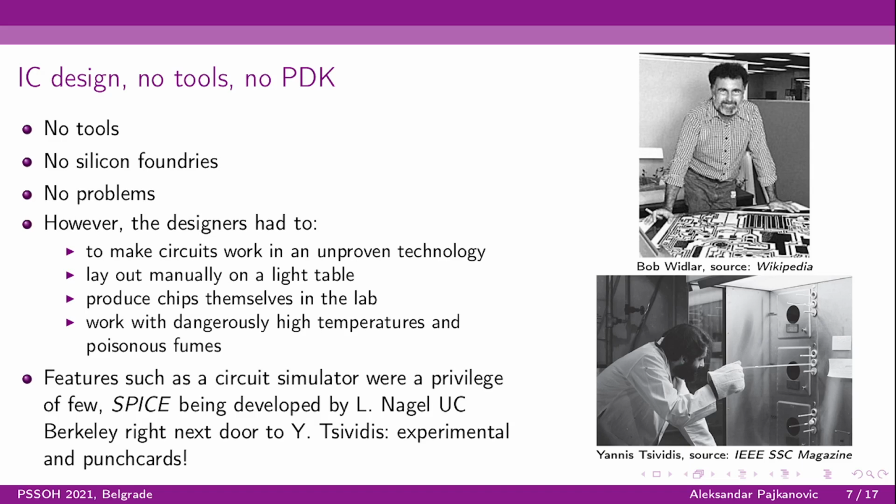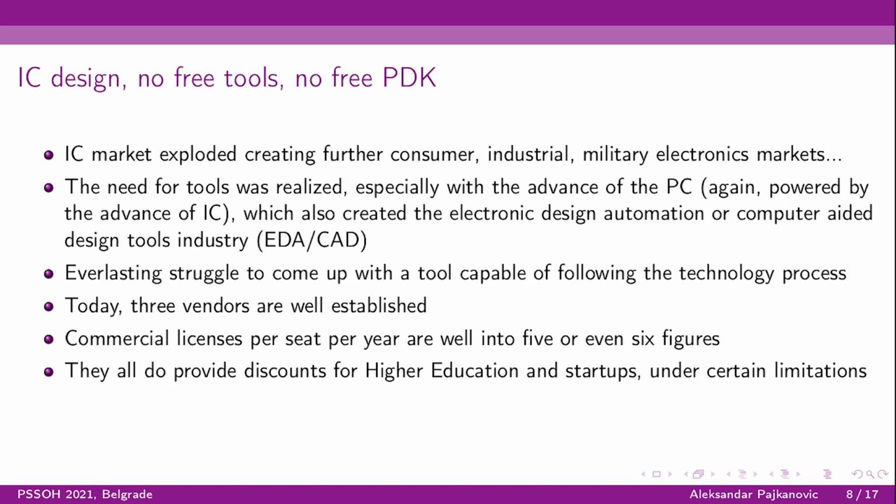They had to lay the circuits out manually on a light table, and basically they would have to produce the chip themselves in the lab. Since there is no silicon foundry and there are no tools, they would have to work with dangerously high temperatures and poisonous fumes. Privileges such as working with a simulator would be just a dream for most people. Fortunately for the Berkeley crew, right next door, the first simulator was being developed at the same time, so they had the opportunity back then to use punch cards to simulate circuits.